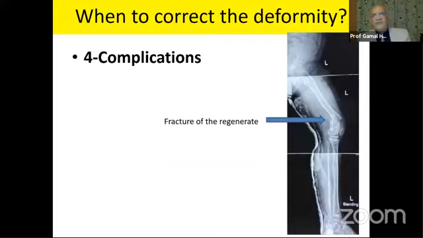When to correct the deformity? Again, the complications can decide for you. This patient with Ollier's disease was scheduled to have lengthening after a couple of years. But the patient had a pathological fracture of this part, which was lengthened before, I think 3 years before. When we had this fracture, we decided to use this fracture as a corticotomy, as a closed corticotomy.